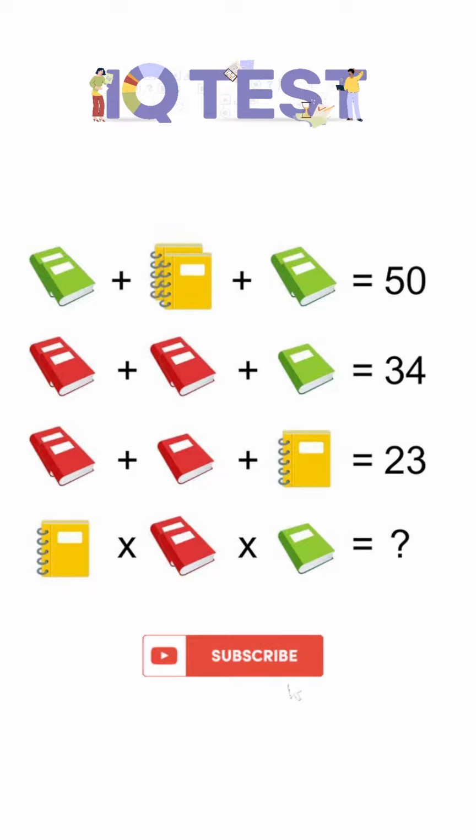Green is 10. Yellow is 5. And then you find the red. Then Lena, what do you have for me? Max, what do you have for me?